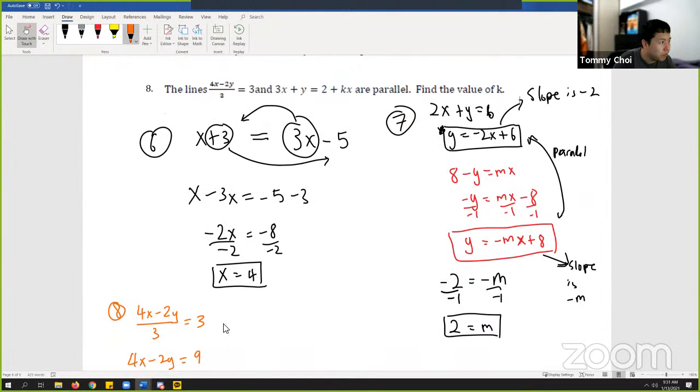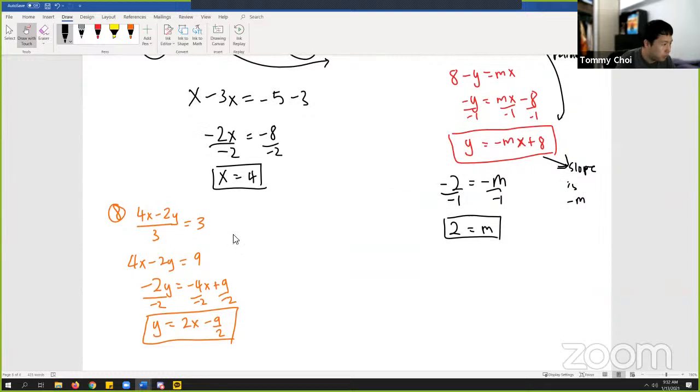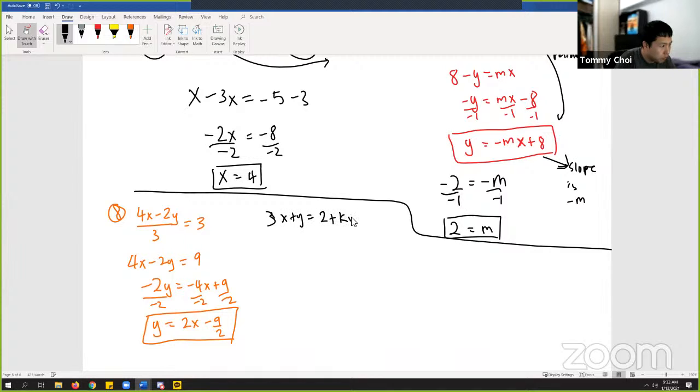Our second equation, 3x plus y, I'll do it in black, 3x plus y equals 2 plus kx. So this one's a little weird. We have k. So what we're going to do is move the kx to the left side. Or actually, no, sorry. We're going to move the 3x to the right side because y is already alone. So we're going to move this over there. So we're going to get y is equal to 2 plus kx minus 3x.